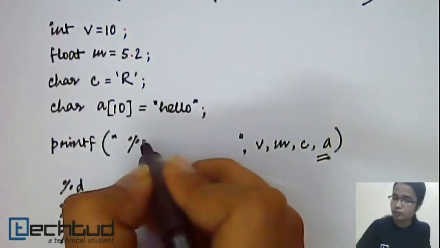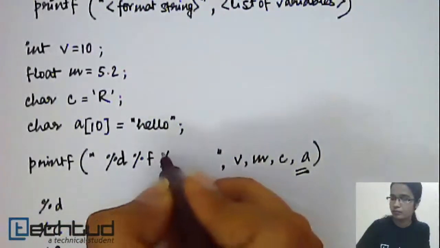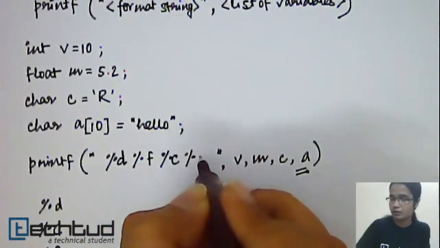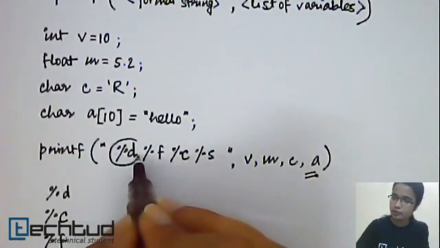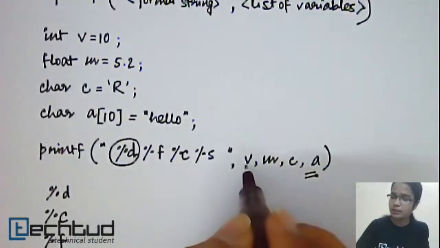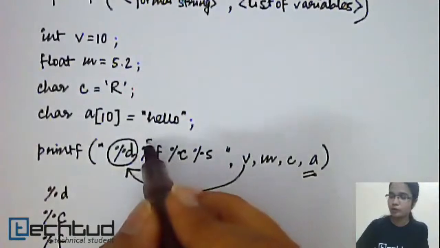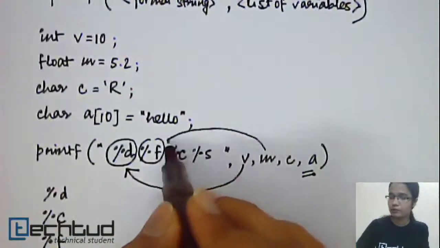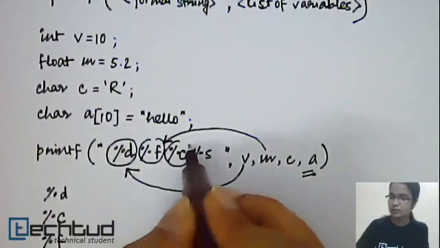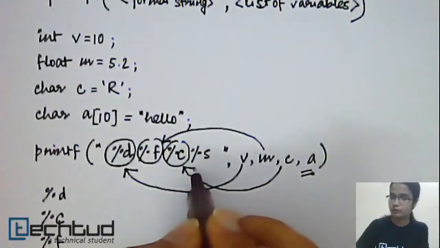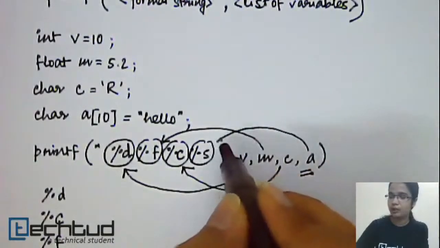Here you need to write the format specifiers in the correct order, where each format specifier, when giving the output, will be replaced by the value of the variable. In proper order you have to write. So this %f will be replaced by the value of m, %c will be replaced by the value of the variable c, and %s will be replaced by the value of a.